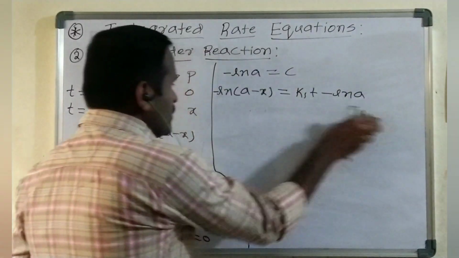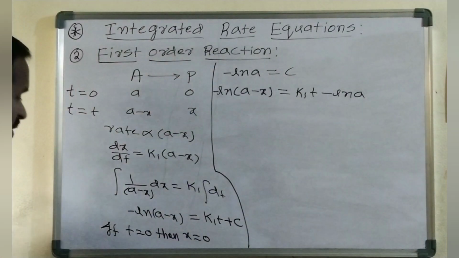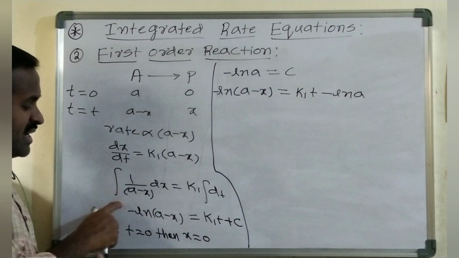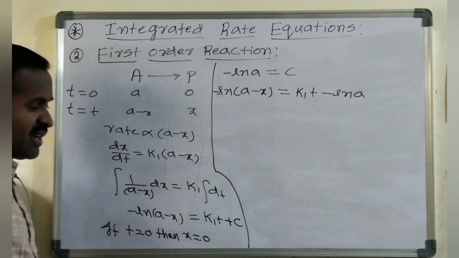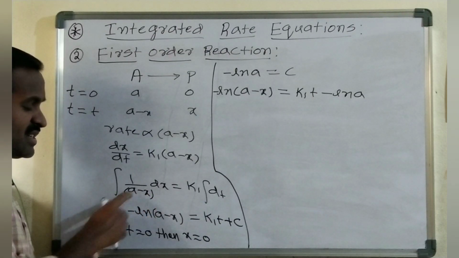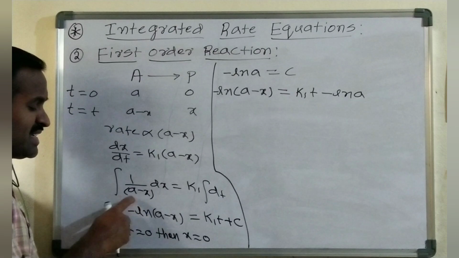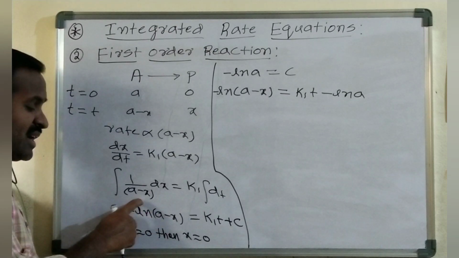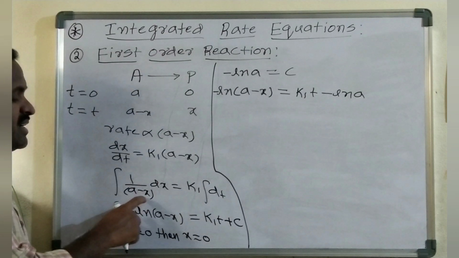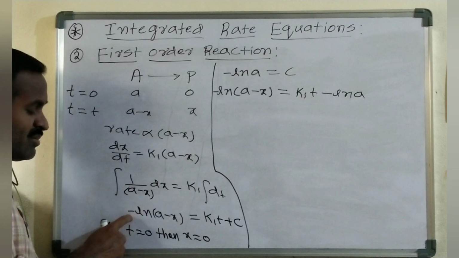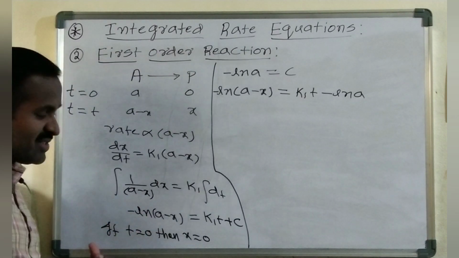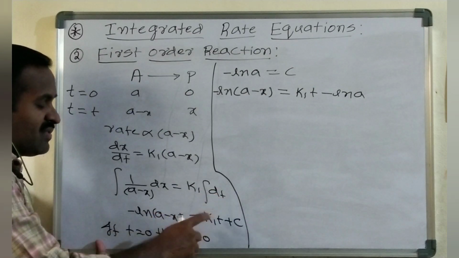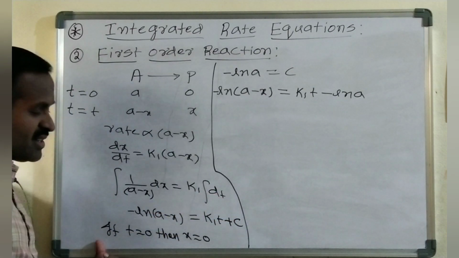Here, the integration of 1 by a minus x into dx is equal to k1 into t, and the integration of 1 by a minus x is simply ln a minus x. But again, the integration of this minus x gives minus 1, so I have written minus of ln a minus x, and k1 into the integration of dt is t, plus the integration constant c.